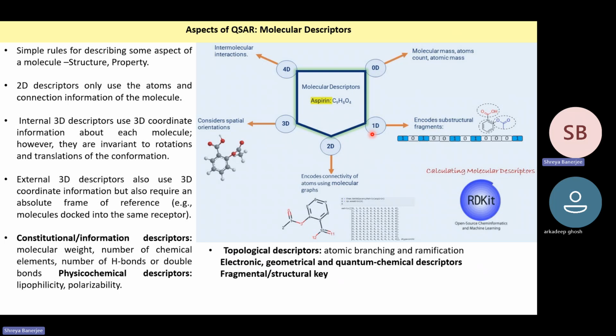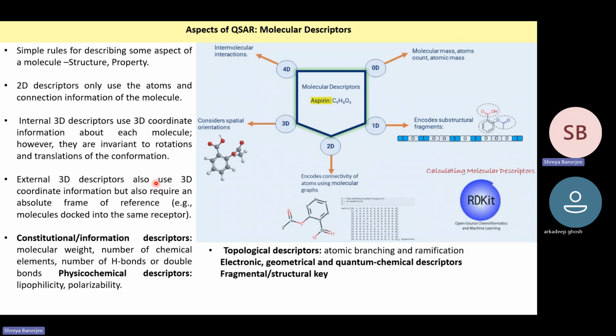One-dimensional descriptors define what the different fragments in the molecule are. The two-dimensional descriptors use the atom and connection information, so they will tell you the connectivity of different atoms. The three-dimensional descriptors use 3D coordinate information about each molecule. So for each atom, you will have XYZ coordinates. Those are your three-dimensional descriptors or spatial orientation.